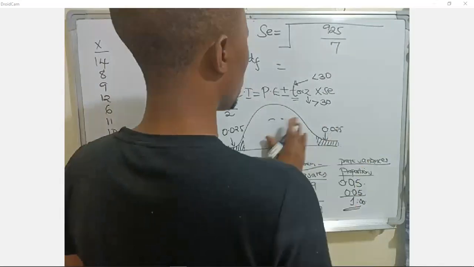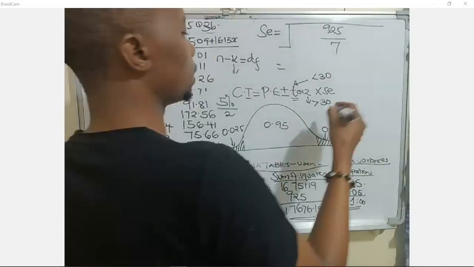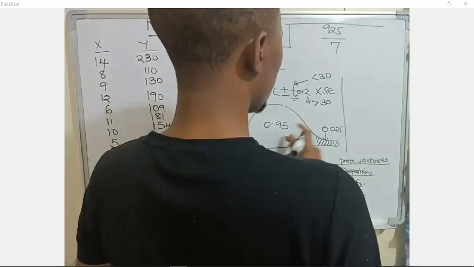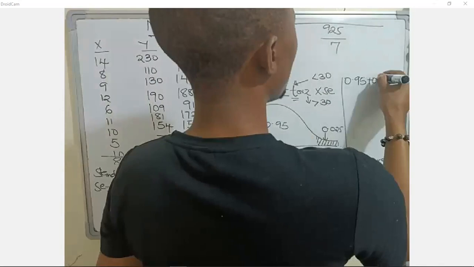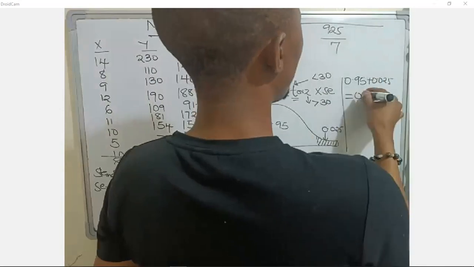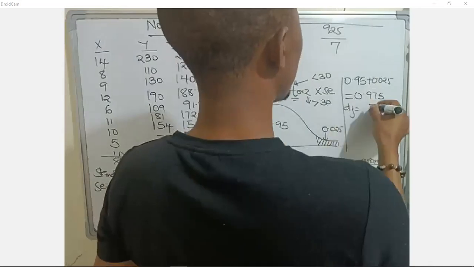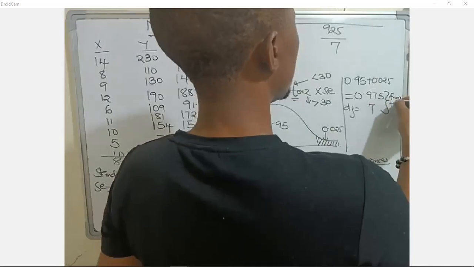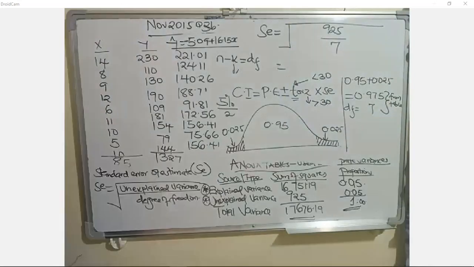Let me also convert this to 0.95. Because we want to get our T here, let me take the values. Let me take one T to incorporate 0.95. So I take 0.95 plus 0.025. How much is this? It should be 0.975. Then you normally match it with the degree of freedom which you got, 7. You go to the table. We go to the table now. From table. Have you understood? Yes. So let us go to the table.